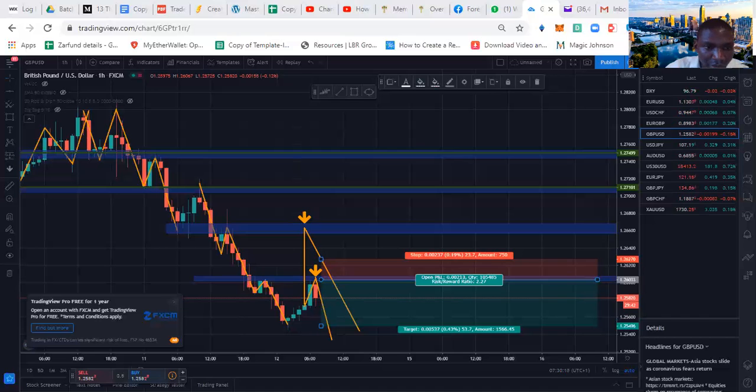All right, so stop loss is here: 1.26270. Okay, so that's the next signal.